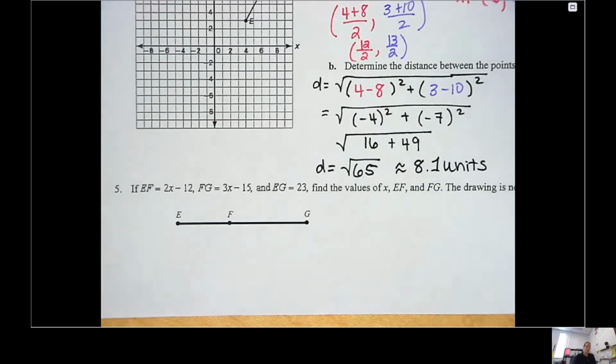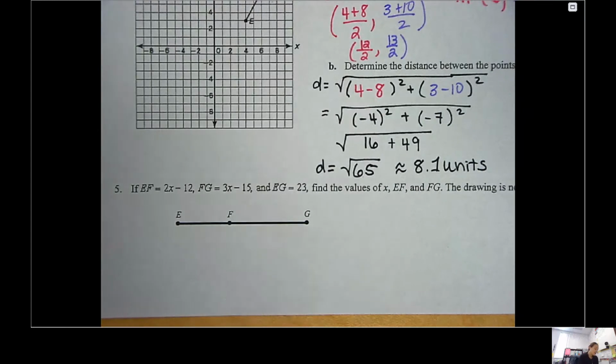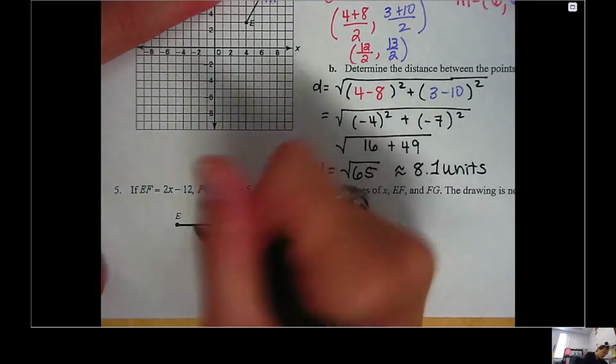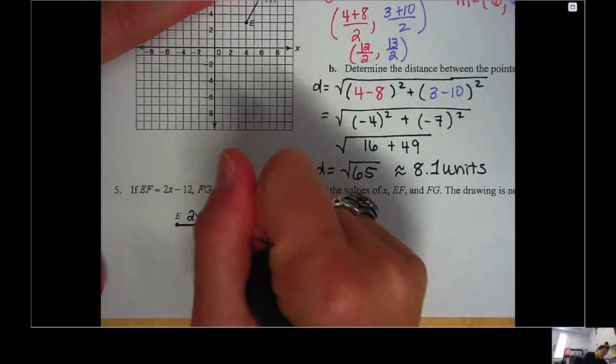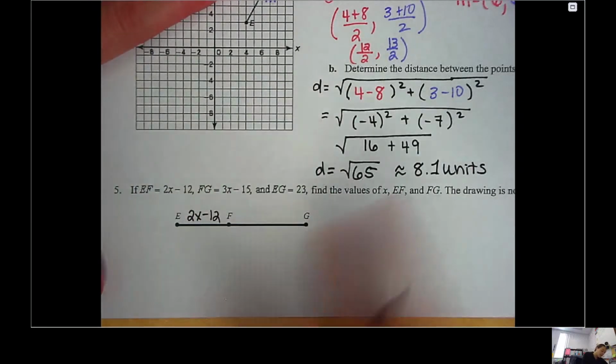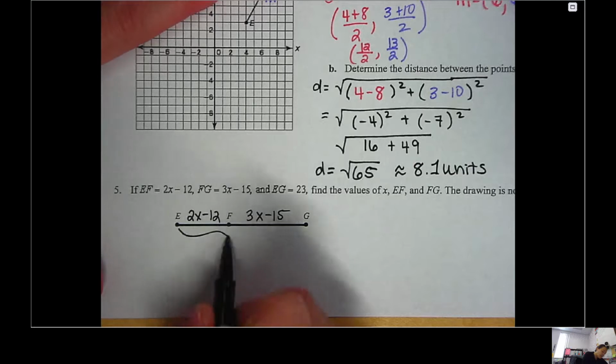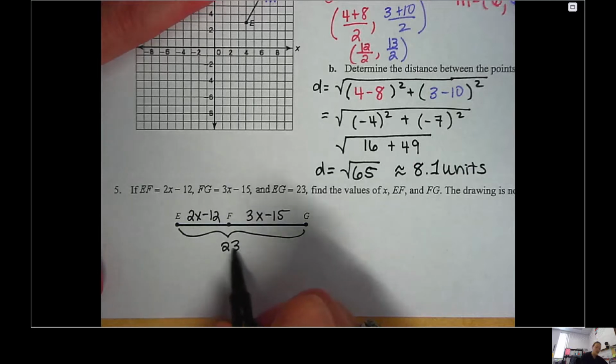Number 5, if EF is 2x minus 12, FG is 3x minus 15, and EG is 23, find the values of x, EF, and FG. The drawing is not to scale. So I'm going to go forth and I'm just going to plug in what I know. I know EF, from here to here, this piece of the segment is 2x minus 12. I know from F to G, it's 3x minus 15, and I know the whole thing is 23.